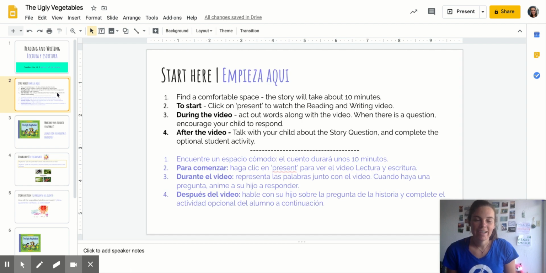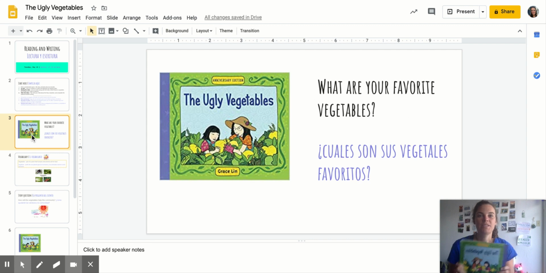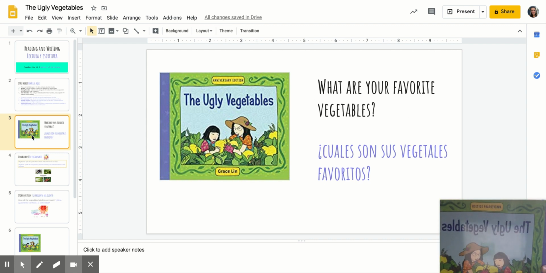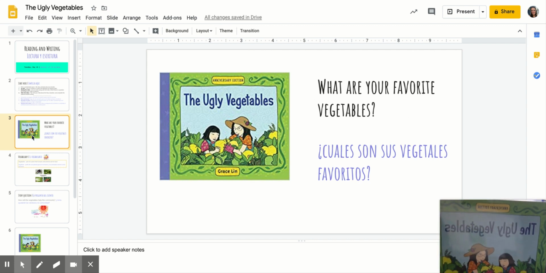Before we get started, go ahead and find a comfortable space to watch the story. During the video, you can pause if you want to look at any of the pictures or talk about any of the questions. And then at the end, I have a fun idea for you for an activity that you can do later today. The story we're reading today is called The Ugly Vegetables.